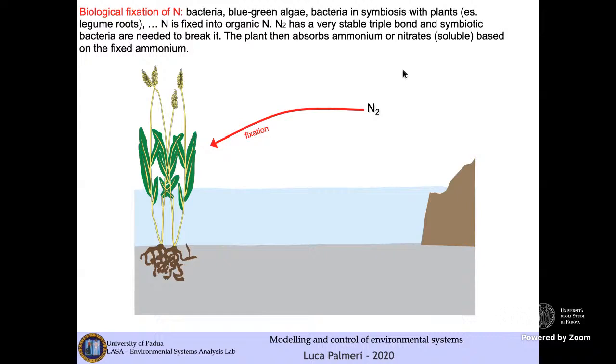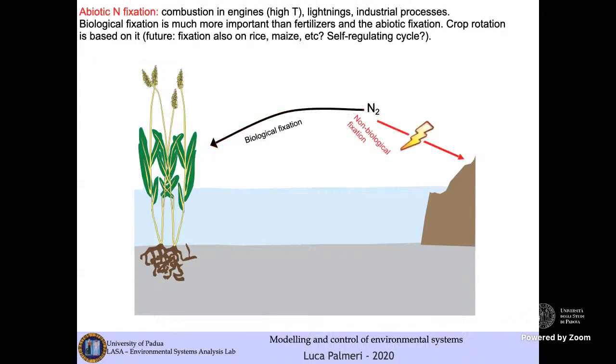Blue-green algae is the largest family of bacteria, photosynthesizer bacteria, that you may find on the surface of the planet. The blue-green algae, besides doing photosynthesis, are also able to fix, so to transfer nitrogen from the atmospheric water onto the biosphere. This is biological fixation. So abiotic nitrogen fixation may come also from lightning at high temperature, industrial processes, and so on.